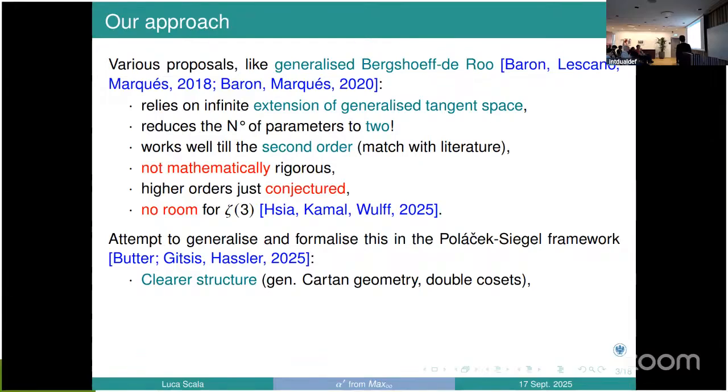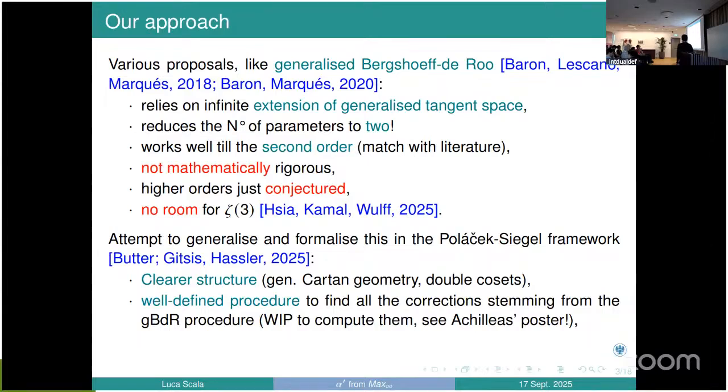First of all, this method relies on much sounder mathematical foundations. It has a clear structure given by generalized Cartan geometry, which I will mention in a moment, and on the concept of double cosets. And from here there is a well-defined procedure to find all the corrections stemming from the generalized Bergshoeff-de Roo procedure. So you can find all these powers stemming from the a and b parameters. And I suggest you go tomorrow to check Achilles' poster because he will show you how this works.